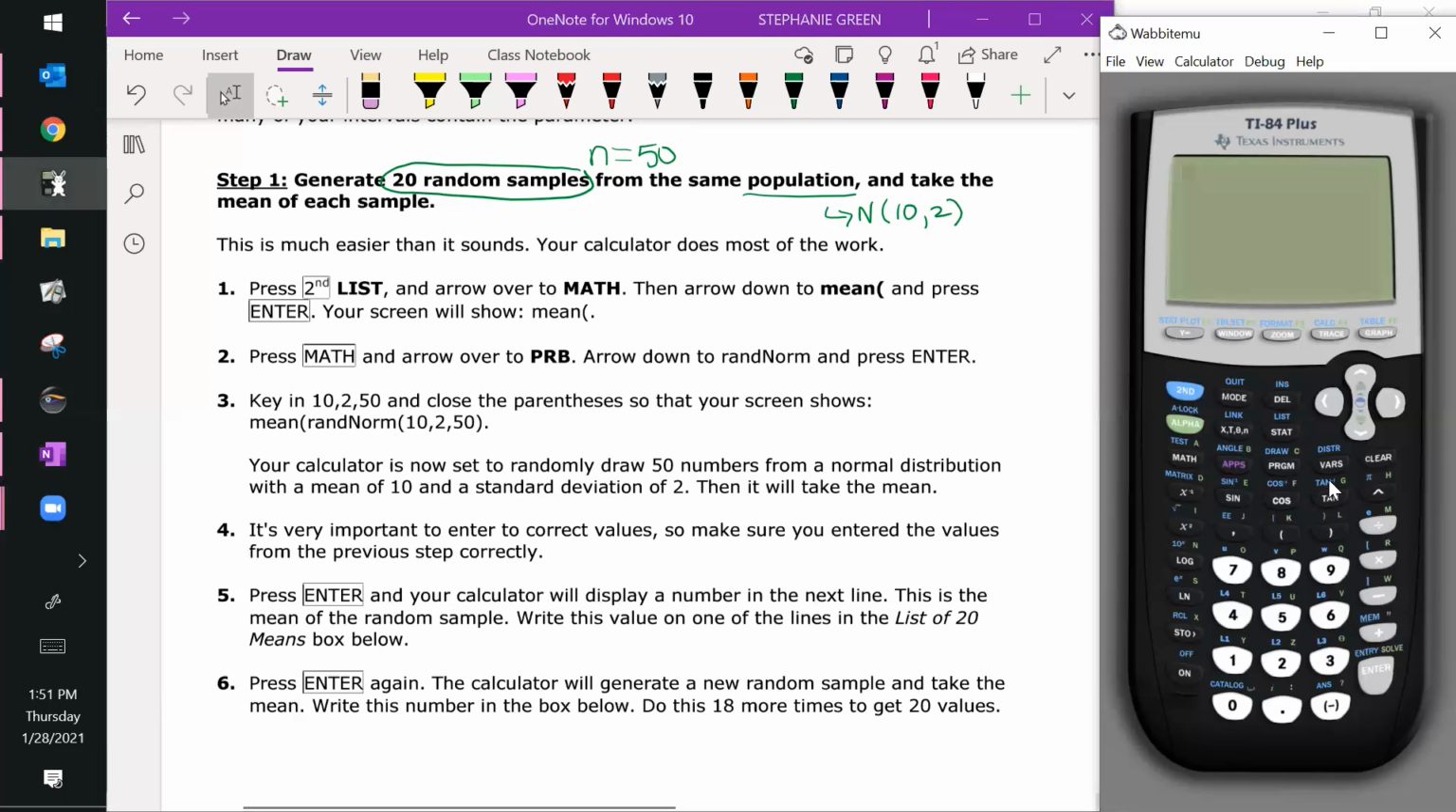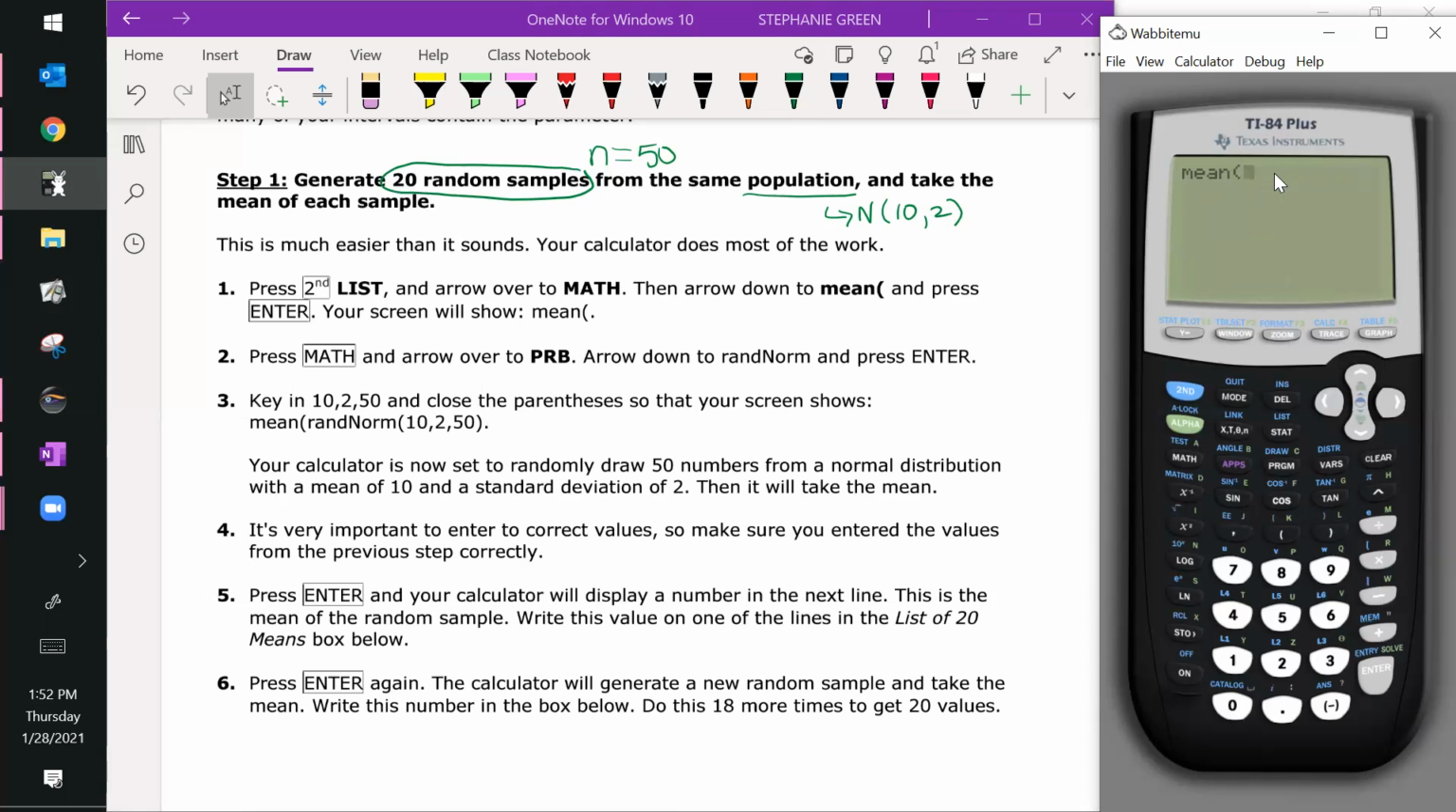To start this out, we're going to hit second, list. The stat button has the list above it. Then we move over to the math option. I'm just following the directions right here if you lose track. Now we're going to arrow down to mean. You know what the mean is, it's going to give us an average. I hit enter and it puts it on my main screen.